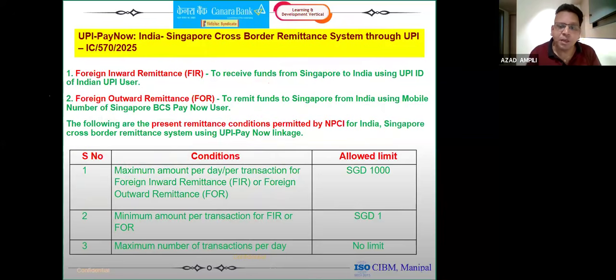570/2025. Okay. But there are some limitations. Inward or outward, maximum how much is allowed in a day? Singapore dollar 1,000.